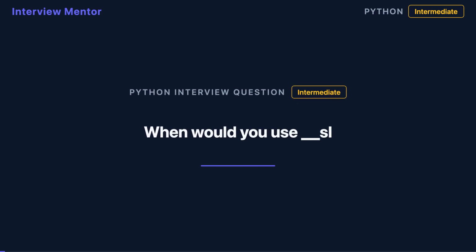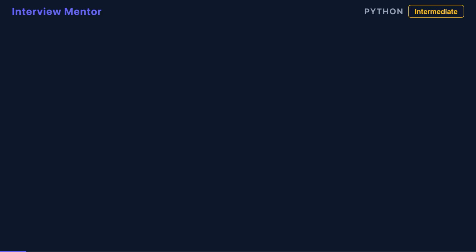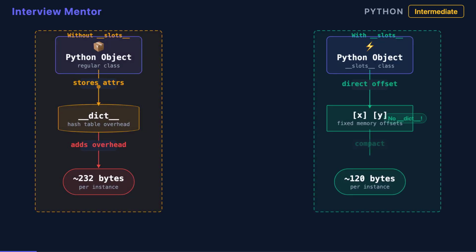Every Python object hides a dictionary. __slots__ lets you eliminate it entirely. By default, every Python instance stores its attributes in a __dict__, a dictionary attached to every single object. When you declare __slots__ as a tuple of attribute names, Python skips creating that dictionary entirely.